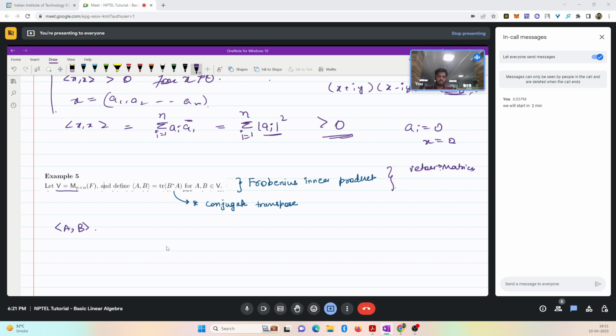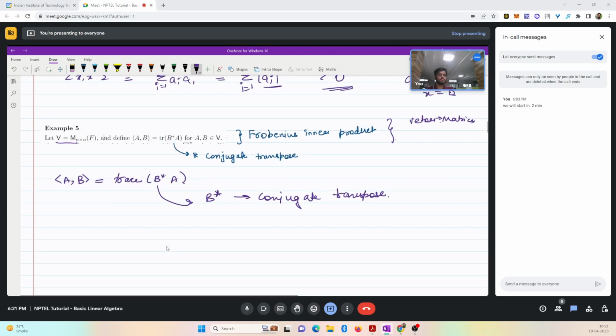Okay, so how have we defined this thing? This has been defined as trace of b star a. Okay, now this b star a is not b multiplied by a, but b star has a special meaning known as conjugate transpose. Okay, so what is conjugate transpose? What you do is you just take the transpose of B and then calculate the conjugate of every element.